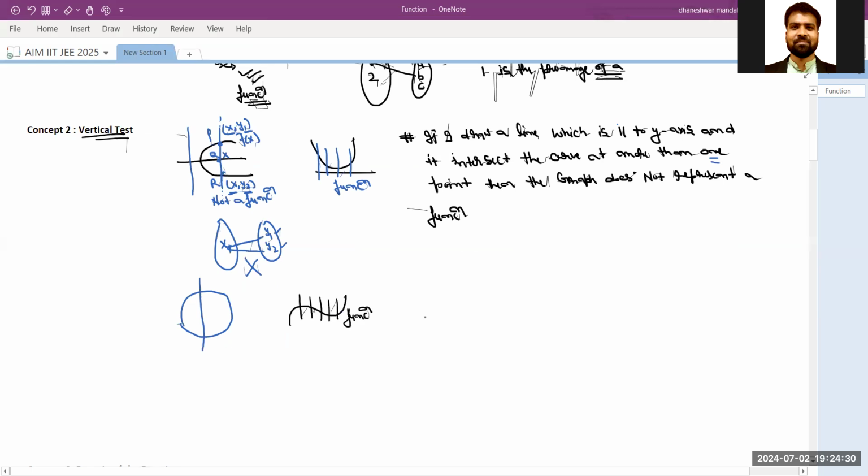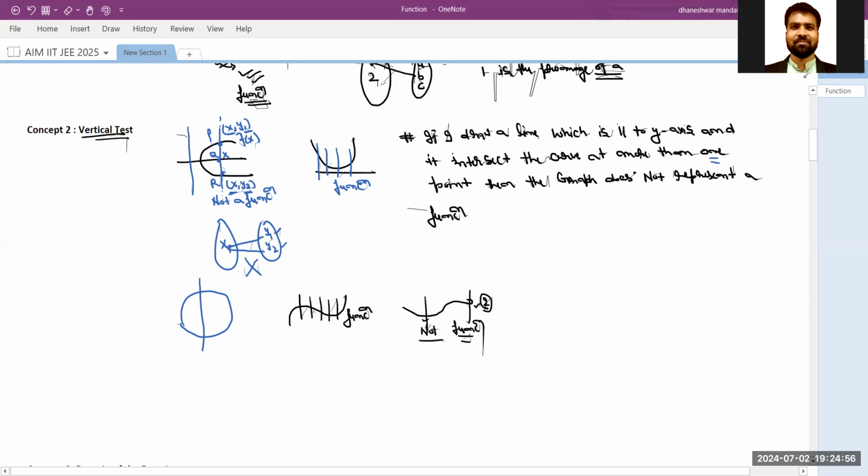One more thing is there. If I draw a graph in this way and only a small part is there, a curve part. So if I draw a vertical line here, only one point is there. If I draw a vertical line here, two points are there. Okay, so this is not considered a function. Why is this not a function?